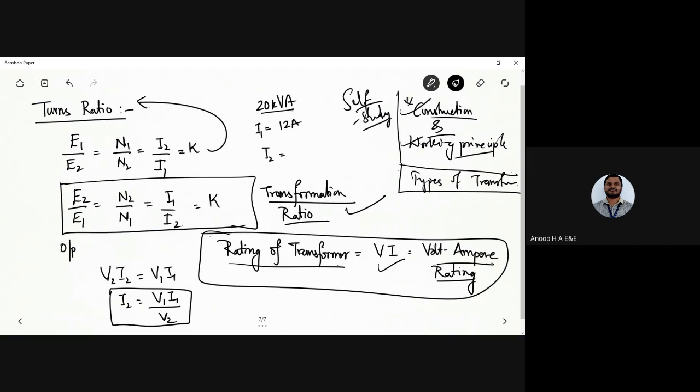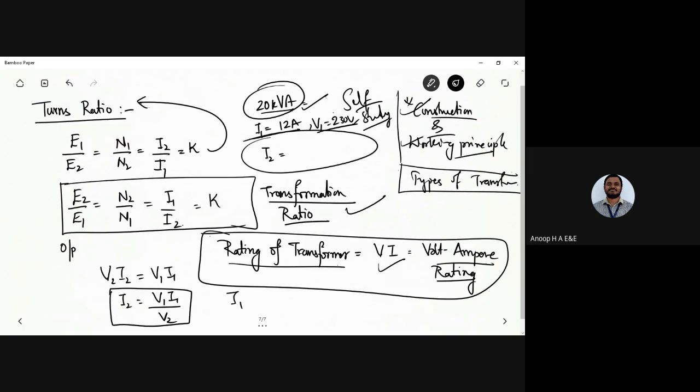So this is more or less like the rating of the transformer. You can find out any values depending on the rating of the transformer. If V1 is also known, say V1 is some 230 volt, and I'm just giving you a simple example here. With any values of I1 and V1, you will be able to find out the secondary full load current or the primary full load current.